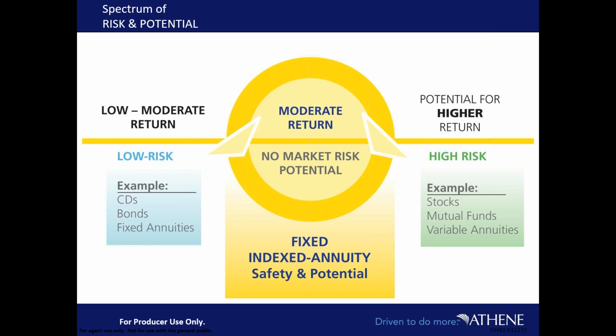Then let's look at something with a little bit more of a moderate return, but no market risk, and that's going to be your fixed indexed annuity. That's the one that's going to offer your clients safety, but also a potential for a nice upside gain as well.